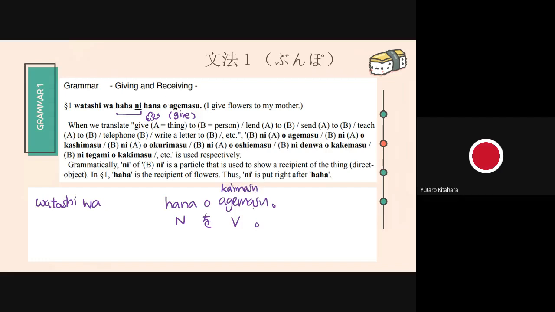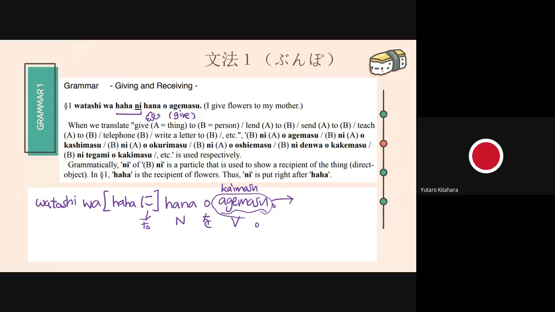But agimasu requires a second person, so in this case I use haha ni, using particle ni. Because ni is to, it makes more sense already. I give flower to mom. From this phrase, only certain verbs apply, verbs that have direction. That means you can give to someone, you can teach to someone.